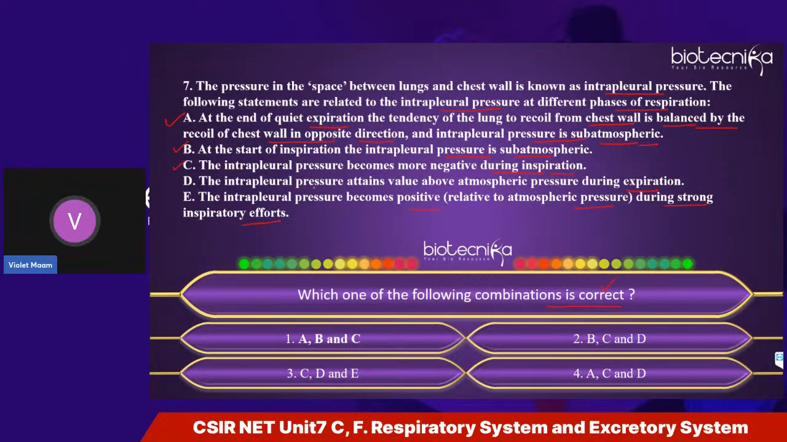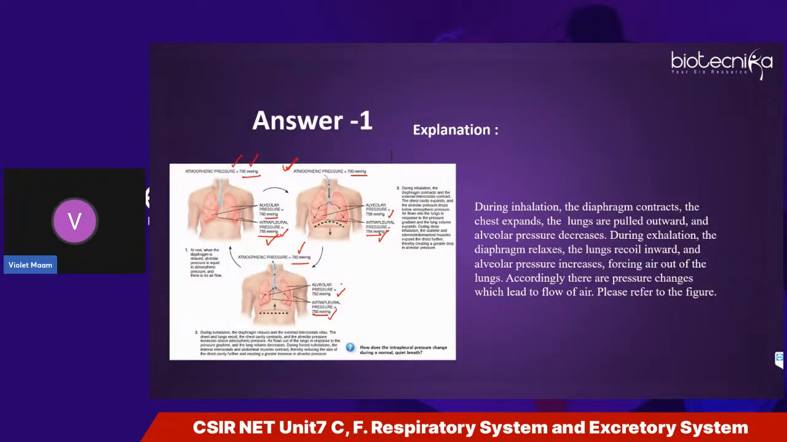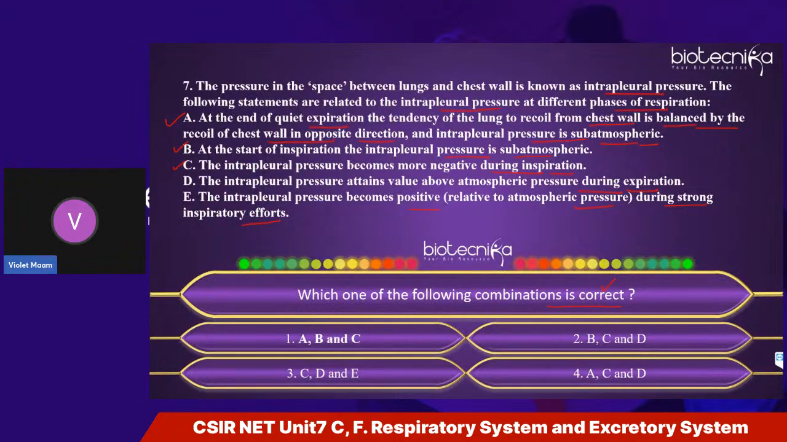Now D. The intrapleural pressure attains value above atmospheric pressure. I told you during expiration. So let's see, during expiration, is it above? No, it is always less. Even though the value is changing, it is always less compared to atmospheric pressure. So D will be incorrect.